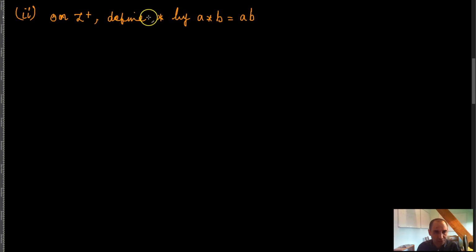So on Z plus, if you define star by A star B is equal to A times B, then there is no problem here because Z plus is the set of positive integers. And any two positive integers that you multiply together, you will get a positive integer. So then star from Z plus times Z plus to Z plus would be a function, right? There would be no problem with that, meaning that you cannot find any counter examples that show that this is not a function. So this is a function.